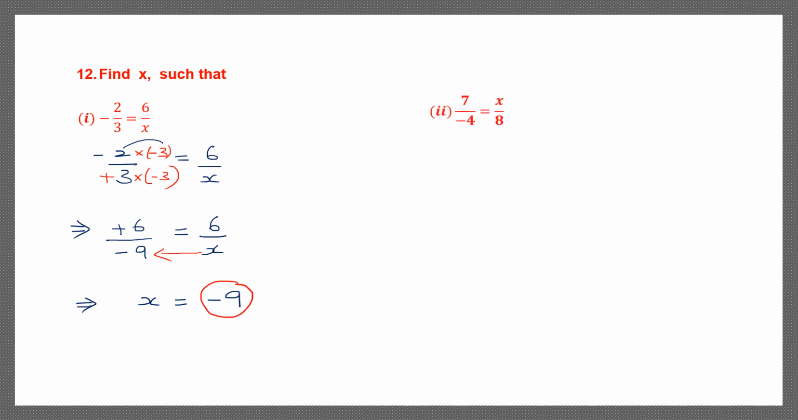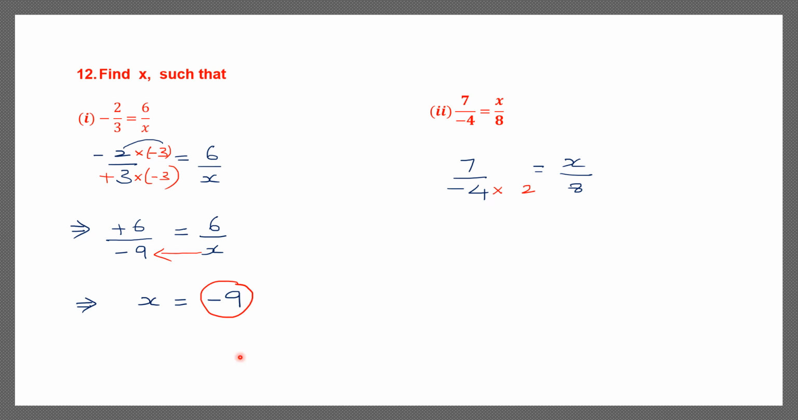Question 2. 7 by minus 4 equals x by 8. So let's write down the first fraction as it is. So we have 7 by minus 4 is equal to x by 8. Now what is given? We should see what is given to us. X we don't know, we have to find out. But 8 is given to us. That means minus 4 has become 8. Now how does minus 4 become 8? 4 into 2 is 8. So we know the number is 2. So if I have to multiply this by 2, I will get 8.